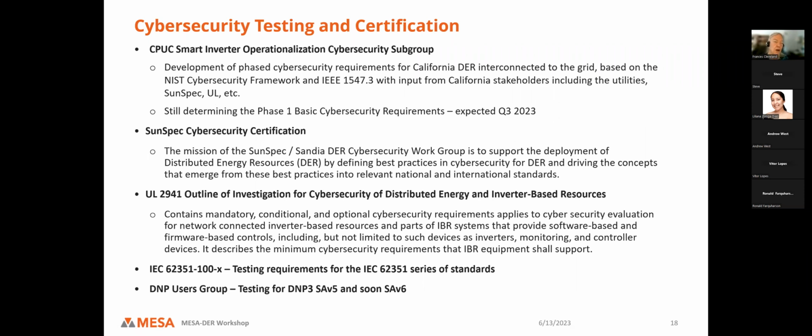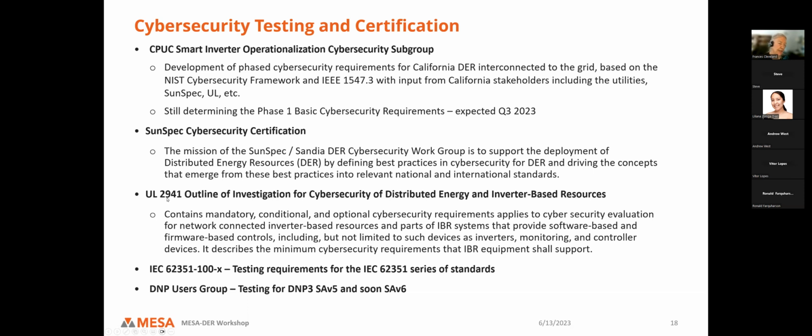We also have some public-private efforts. We have the CPUC in California doing the smart inverter operationalization cybersecurity subgroup, where we're working on trying to develop a phased approach to cybersecurity requirements. SunSpec has a cybersecurity certification process underway.